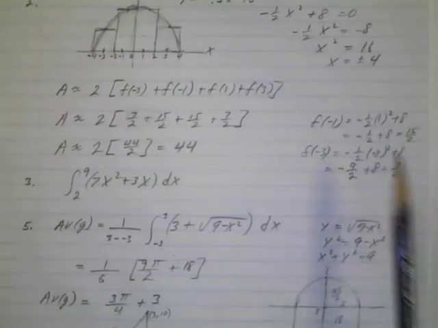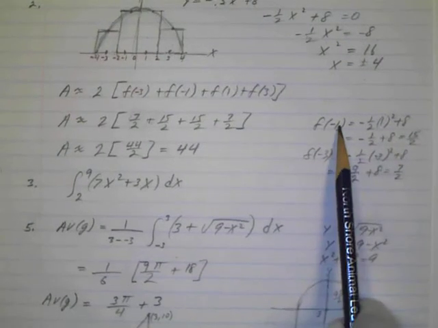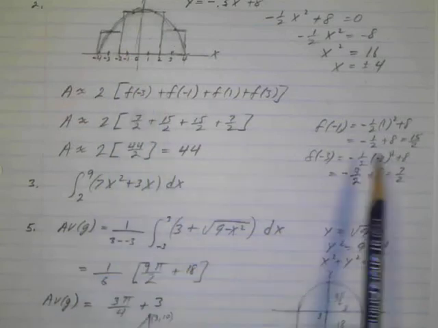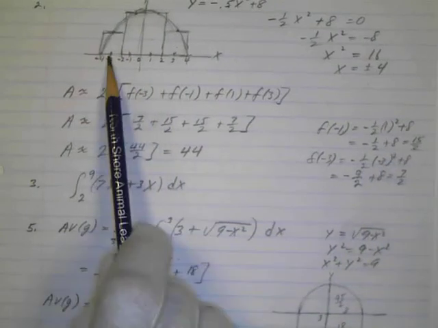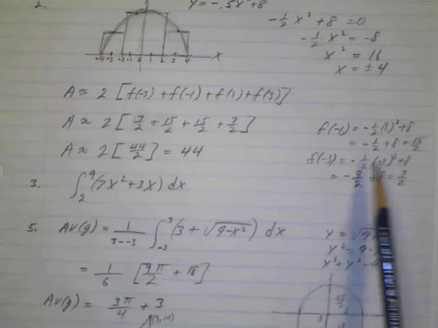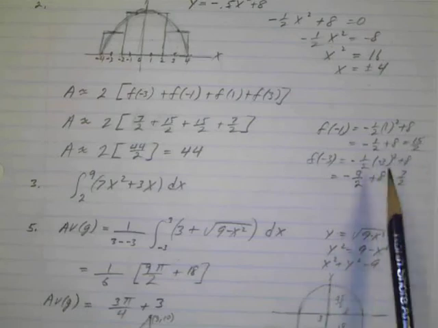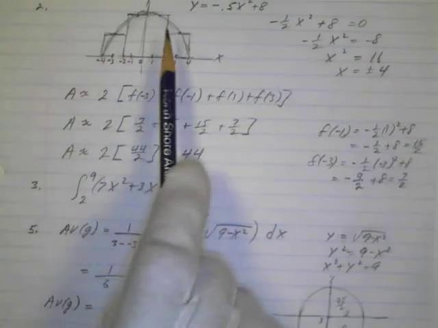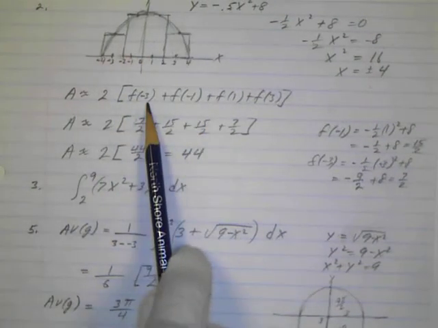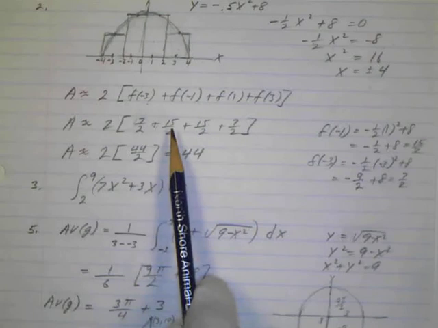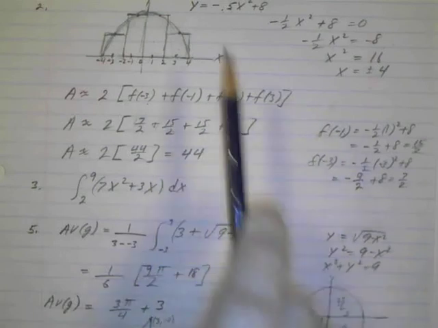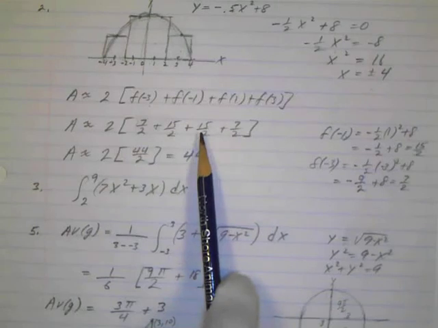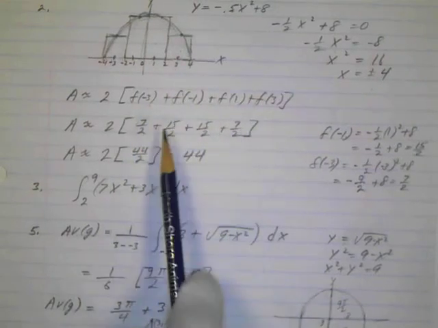So what I did was I just took f of negative 1, and f of negative 1 was 15 halves. And then I took f of negative 3, and I just put this in my function, so negative 3 squared is 9, that's negative 9 halves, plus 8 is 7 halves. So I found both those values, and I realized this was symmetrical. So f of negative 3 is 7 halves, f of negative 1 was 15 halves, and then f of 1, it's an even function, so negative 1 and positive 1 will give me the same result, so f of 1 was 15 halves, and f of 3 was 7 halves, so those are the same, those are the same.